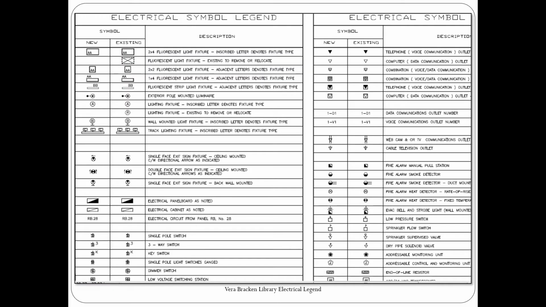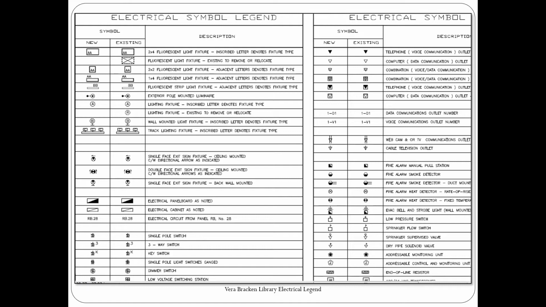Here we have the legend for the Verbracken Library at the Medicine Hat College. If we look through this schedule, we can see what each and every single one of these symbols are supposed to mean on the drawing. And then when we see the symbol on the drawing, we can recognize it as the item that we're looking for. Using legends takes a little bit of practice, so I'm going to give you that practice now.